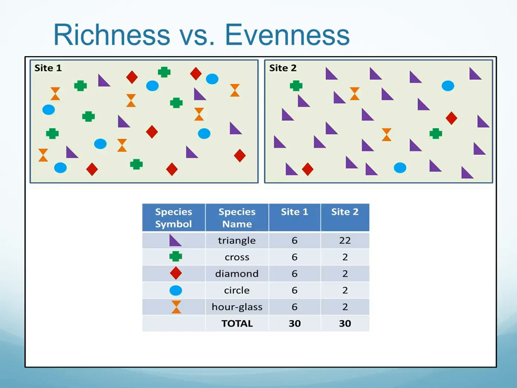We would say that Site 1 exhibits greater evenness because the relative abundance of each species is more equitable. Site 2 is dominated by the purple triangle. And so because of that, we can think of not only the relative abundance in terms of dominance, but also that means that the other species could be considered relatively rare.